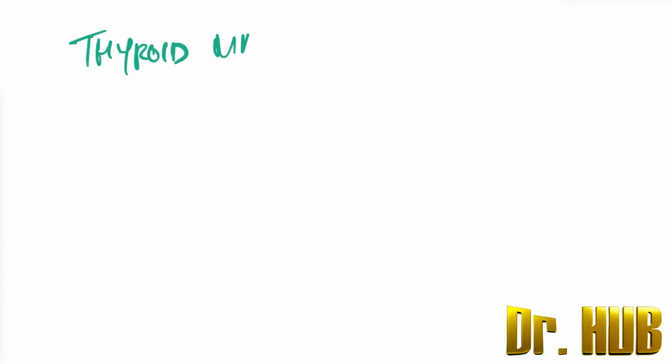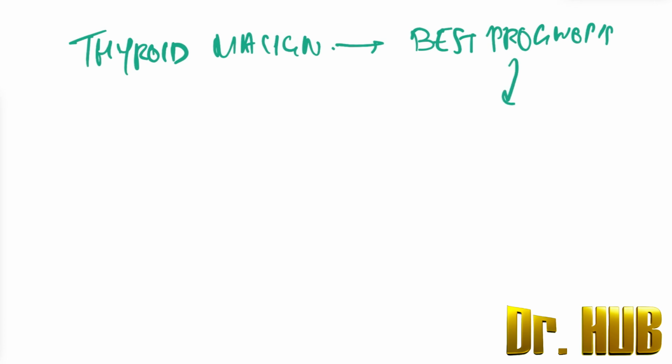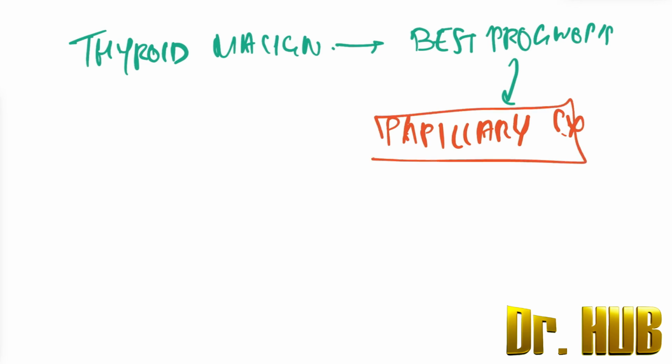Then we move on to the thyroid malignancy with the best prognosis. So which one has the best prognosis? And here it is nothing but the papillary carcinoma. So papillary carcinoma has the best prognosis. The worst prognosis we saw was the anaplastic carcinoma.